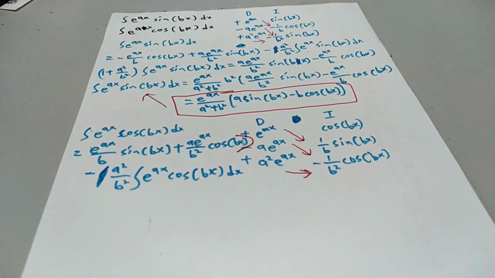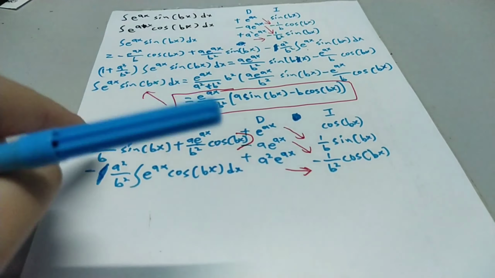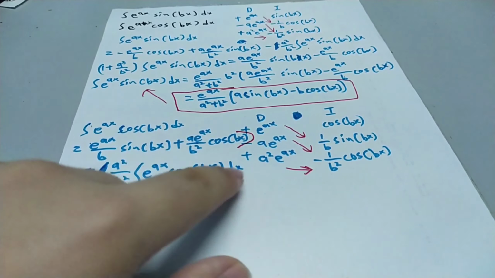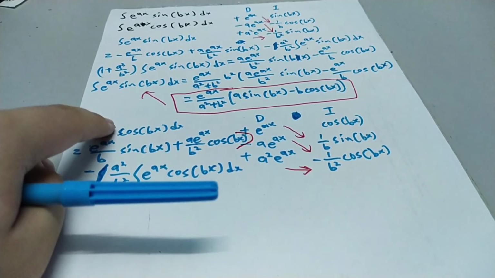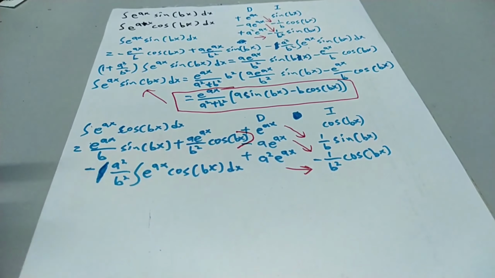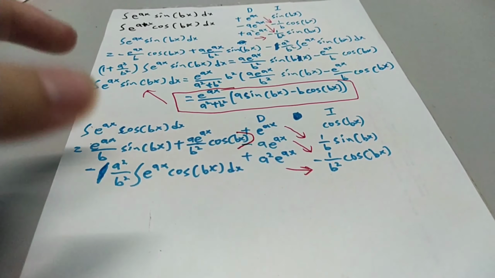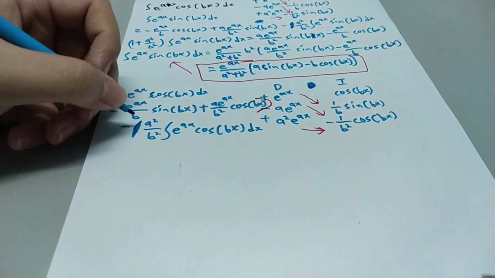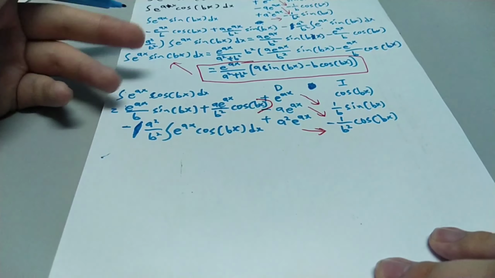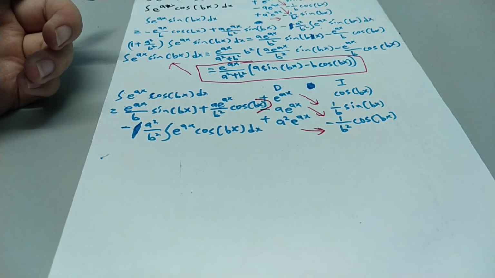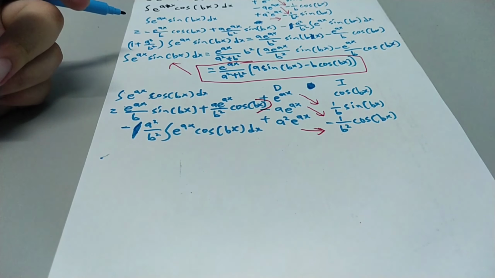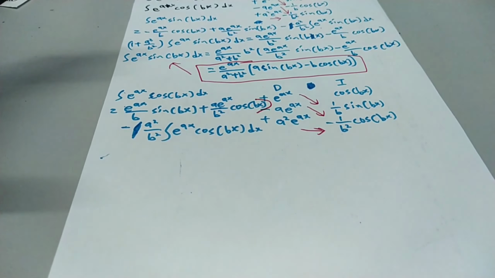And once again, this integral is equal to this one. And since we got the same integral as right here, which means I can treat it as an equation and take this to the other side. And then we have like terms, which is the integral of e power of ax times cosine of bx dx plus a squared over b squared times the integral of e power of ax times cosine of bx dx.